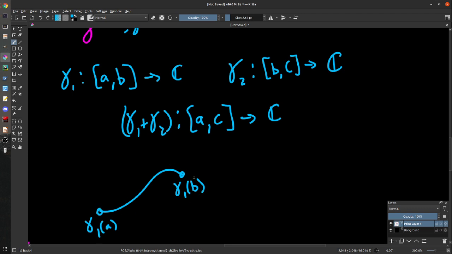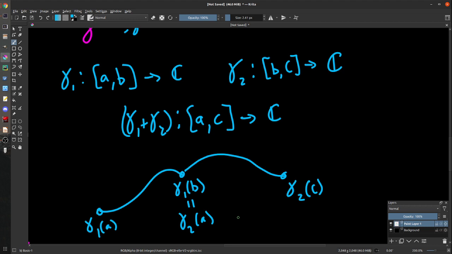gamma 1 of A to gamma 1 of B, and then we go from there to gamma 2 of C. And here I'm supposing that gamma 1 of B is equal to gamma 2 of B, though they don't necessarily need to be the same. It just is convenient for this picture. And that's the sort of idea. If we're looking for piecewise C1 curves, obviously this kind of thing happens. If we're looking for piecewise continuous, you can build them like this. It's a nice little trick.